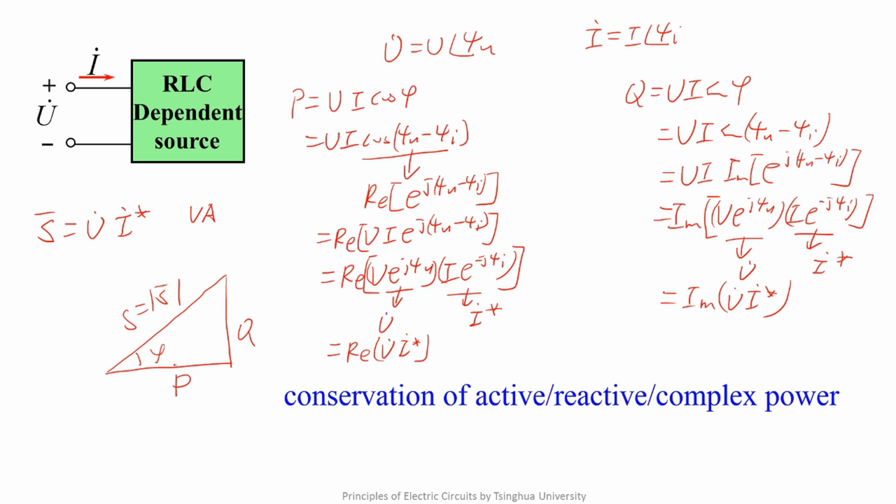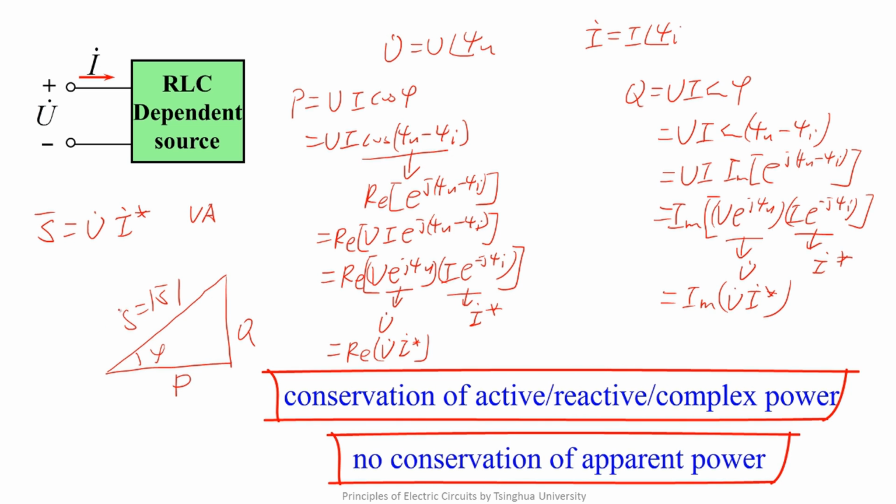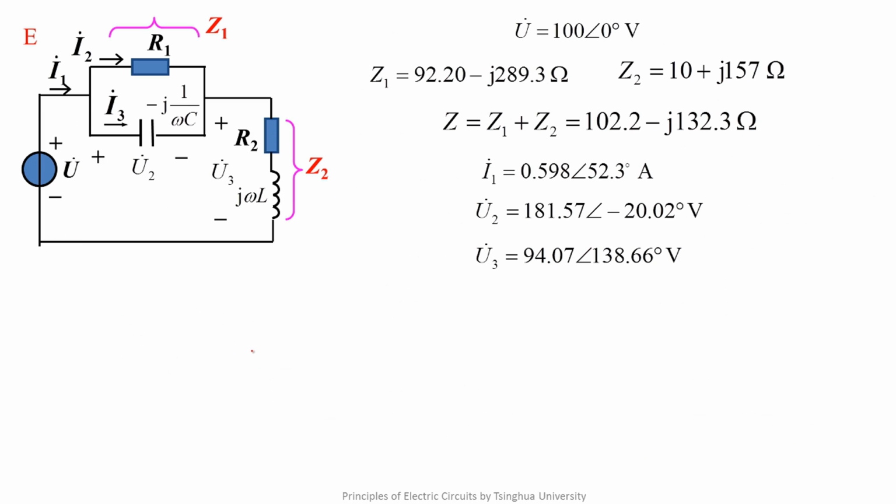By such a power triangle, we can see the relationship between the definition of several powers very clearly. We know that the active power, reactive power, and the complex power are conserved in the circuit, but the apparent power isn't conserved in general. Next, let's review the problem introduced at the beginning of lecture 65.